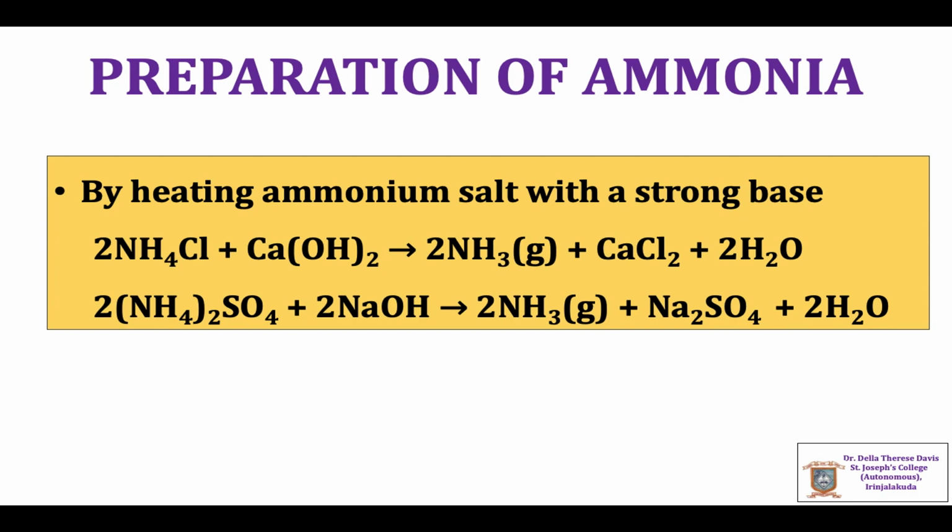Ammonia can be prepared by heating ammonium salt with a strong base. For example, ammonium chloride when treated with calcium hydroxide gives ammonia, calcium chloride and water. Similarly, ammonium sulfate when treated with sodium hydroxide yields ammonia, sodium sulfate and water.